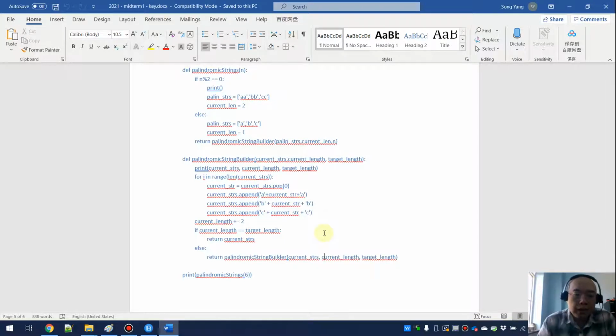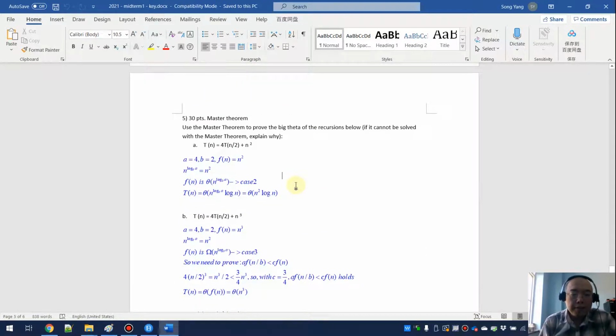If you want to do the pseudocode, that's also fine. Okay, and the last question is about the master theorem. For the master theorem, we start from a recursive definition of T(n). When you have the recursive definition of T(n), you first want to grab 3 pieces of information: a value, b value, and f(n).